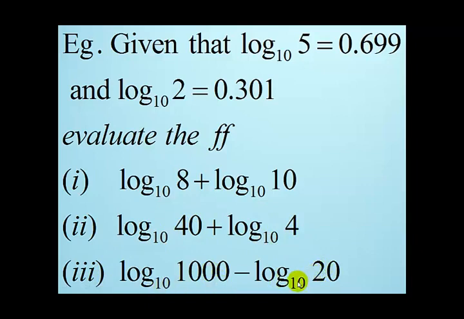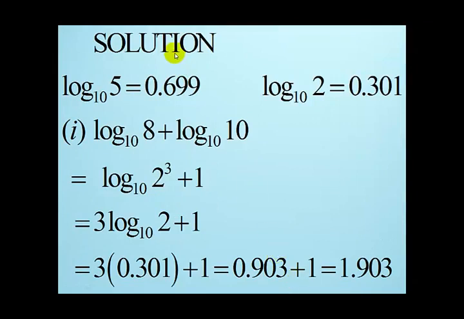Now let's see how best we can solve this problem. Solution. From the question, we were given log 5 to the base 10 to be 0.699. And we were also given log 2 to the base 10 to be equal to 0.301. Now we are asked to evaluate log 8 plus log 10. Take note, they are all to the base 10. 8 can be expressed as 2 raised to the power 3. Log 10 to the base 10: from the property, log of a number to the same base equals 1. That means that log 10 to the base 10 equals 1.